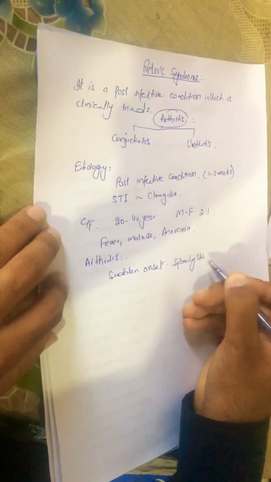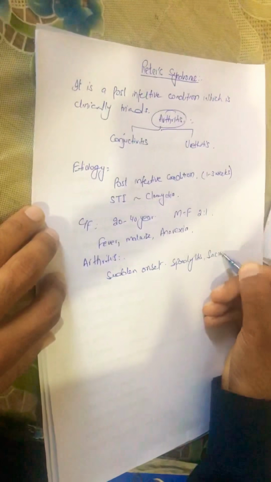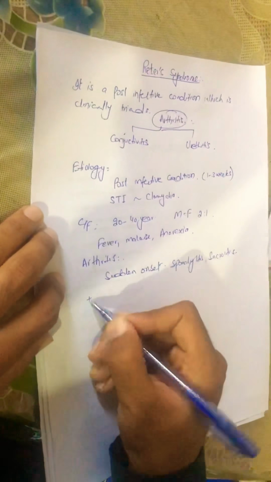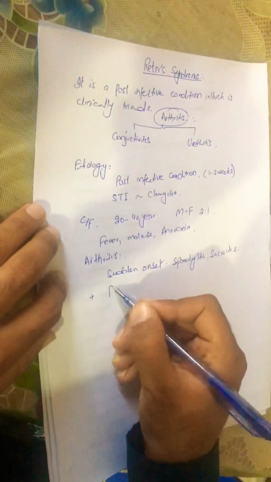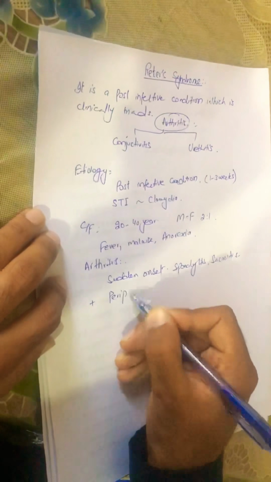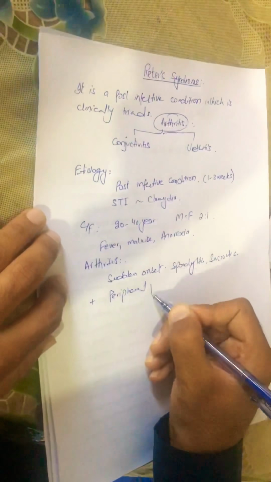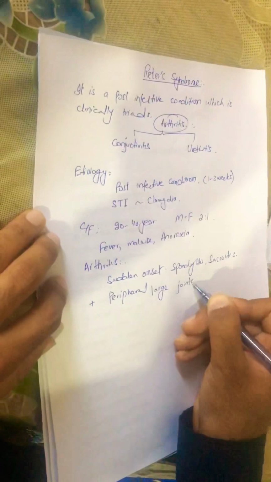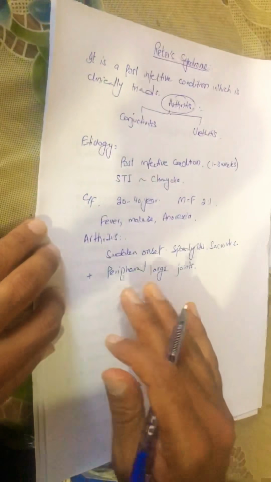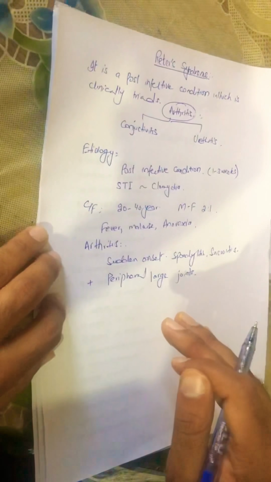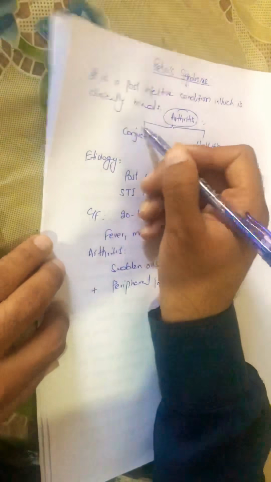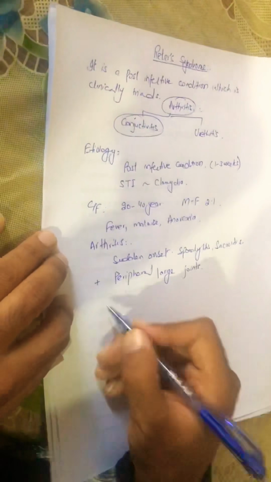spondylitis, sacroiliitis, plus it also involves the peripheral large joints. We can also talk about what drugs we can use for the peripheral large joints. So the next thing is conjunctivitis.